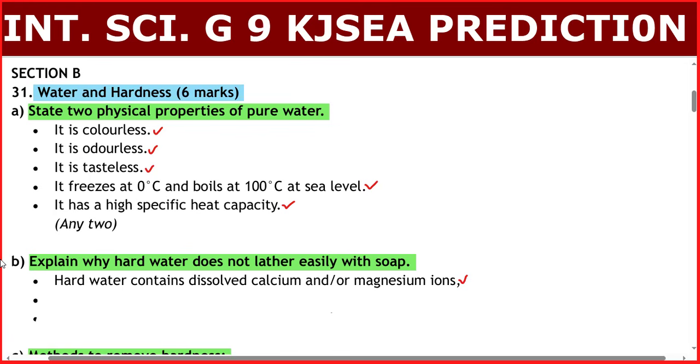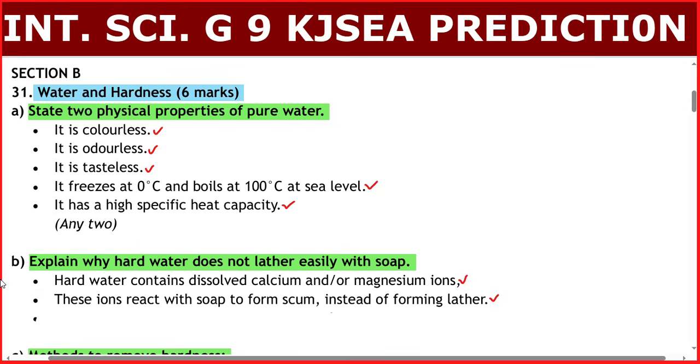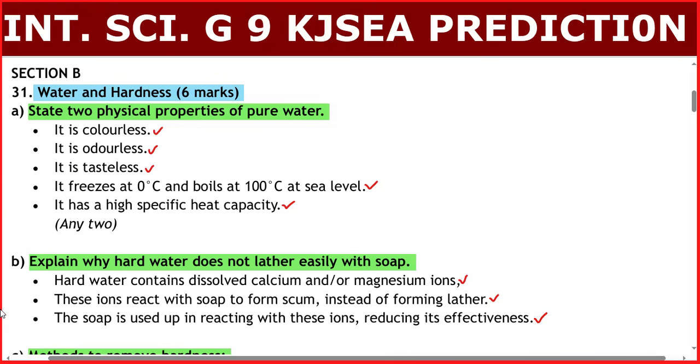It forms a scum. Then we can also talk about these ions react with soap to form scum instead of forming lather. Then the other one we can talk about here is the soap is used up in reacting with these ions, reducing its effectiveness. So these are the reasons why hard water does not lather easily. Let's go to the next question.